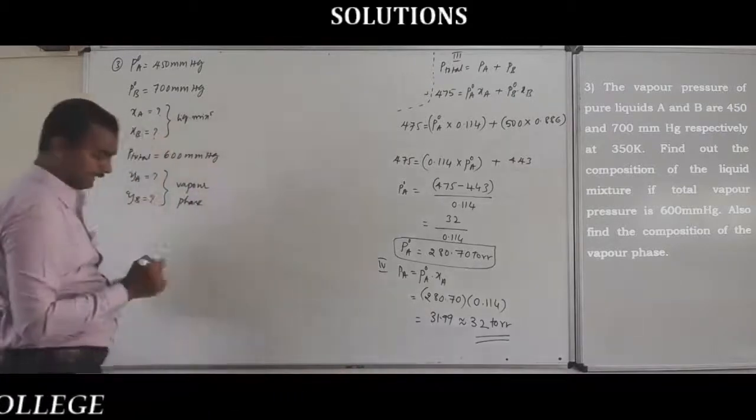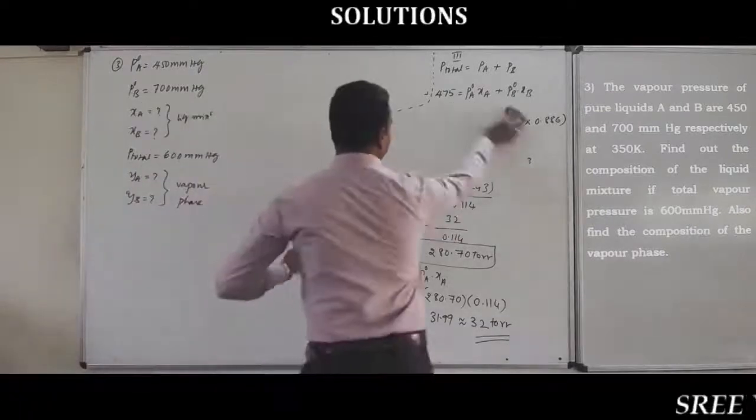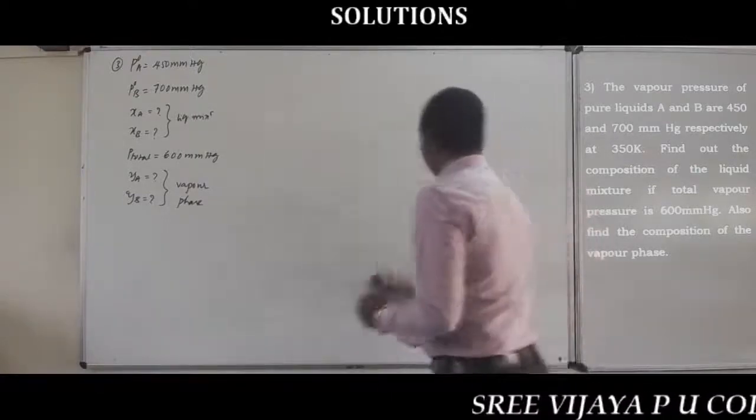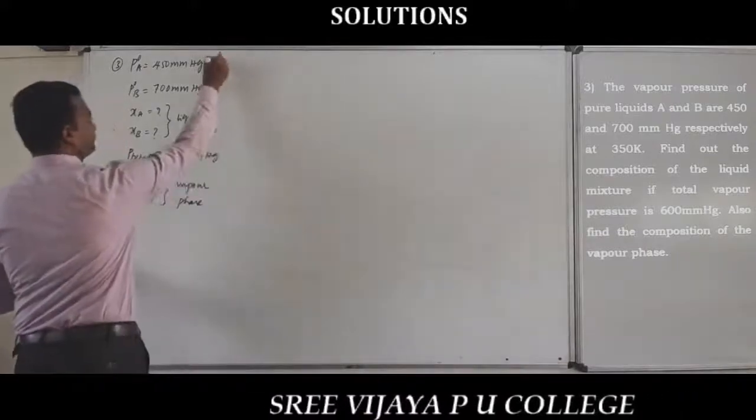First we have to calculate XA and XB. That is very easy. So apply Raoult's law and Dalton's law of partial pressure. So that is P total.